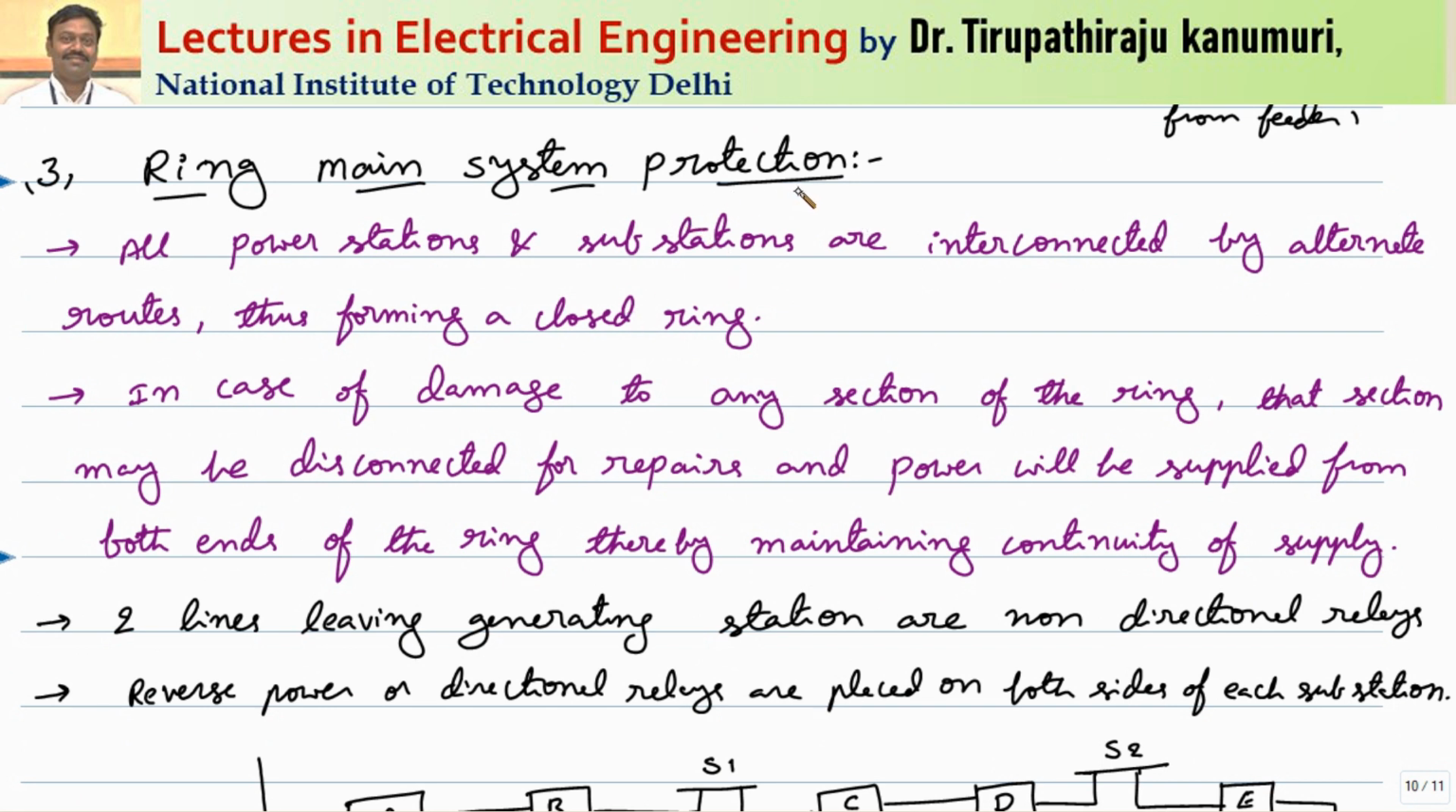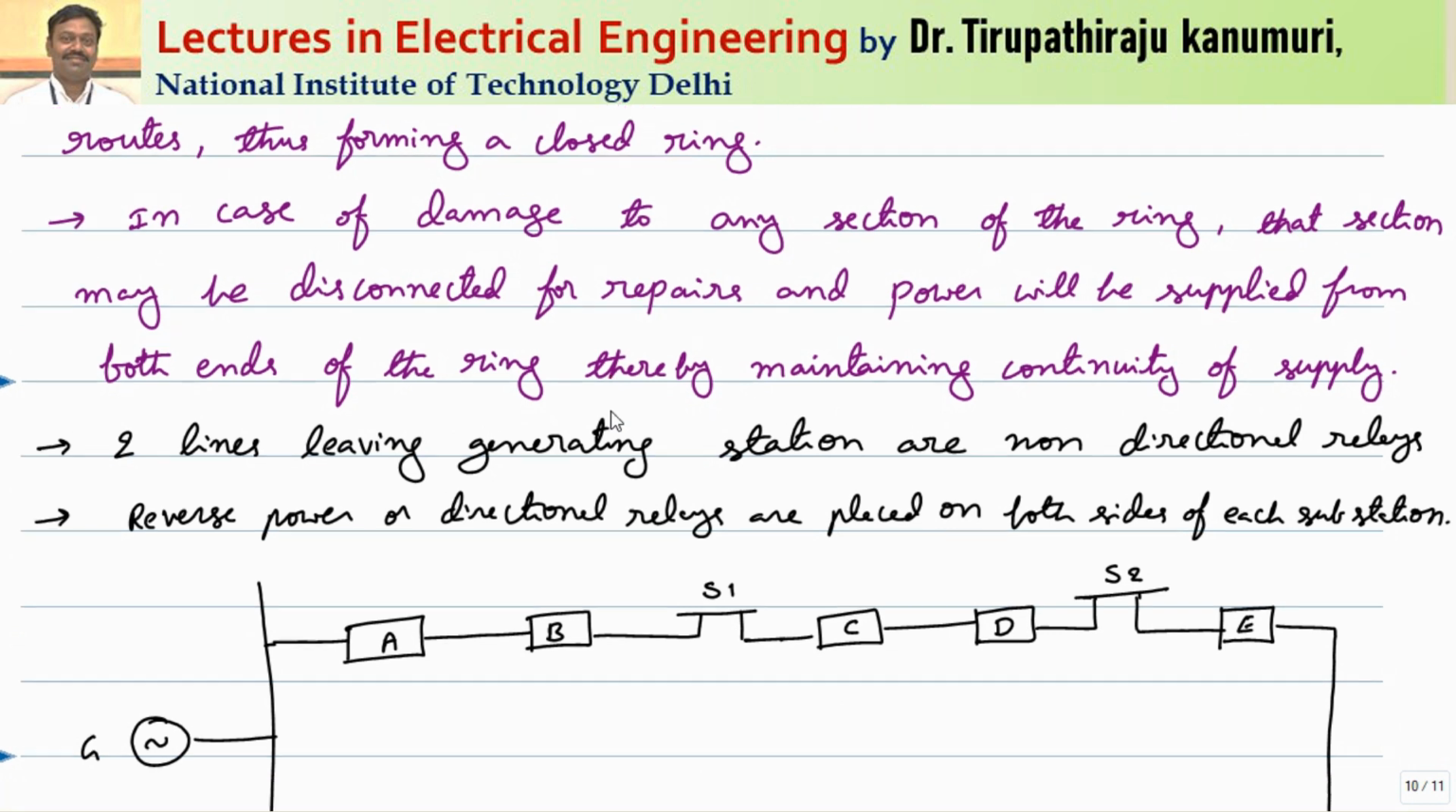Now coming to the third type of system, which is commonly used in cities, that is the ring main system protection. All the power stations and substations are interconnected by alternate routes. That means if a particular section is disconnected, the continuity of supply to the remaining sections is not affected. The power can be supplied by other sections. That's why it forms a closed ring, and it is called a ring main distribution.